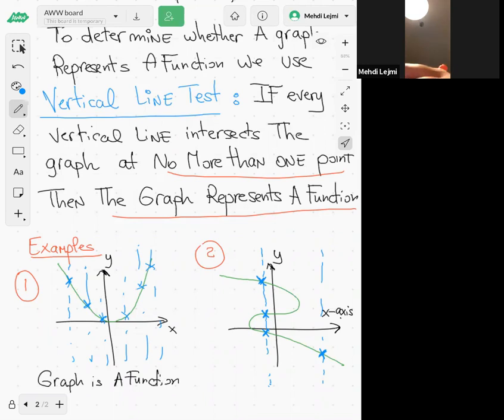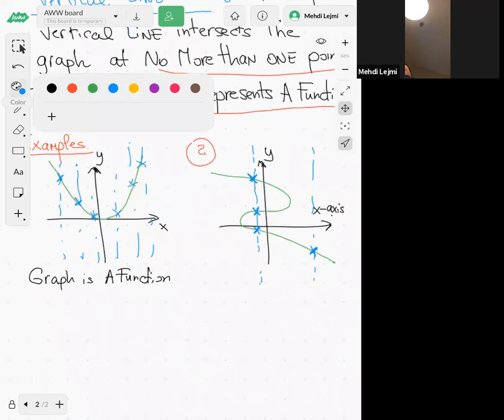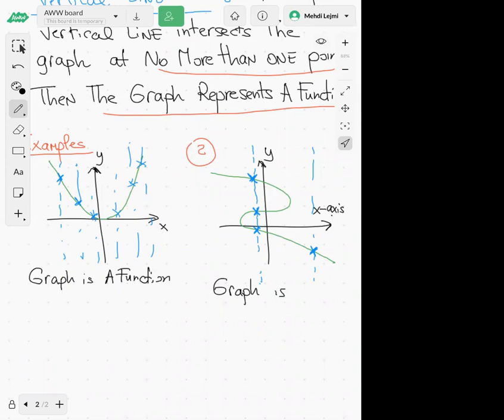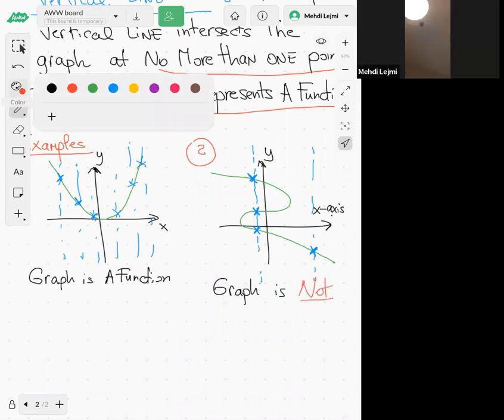So the second graph is not a function, right? This is a very simple test, right? So this is number 2. This graph is not a function.